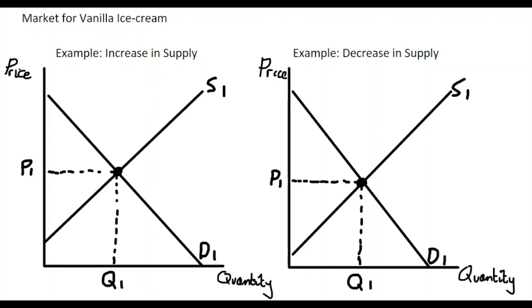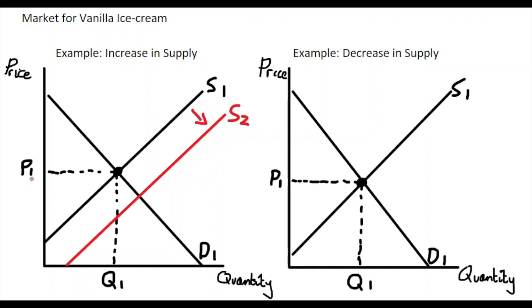So we're going to start off here on the left hand side where we have a market with P1 for equilibrium price, Q1 for equilibrium quantity. The example we look at is an increase in supply, and in order to show that increase in supply we're going to shift our supply curve S1 over to the right as shown.